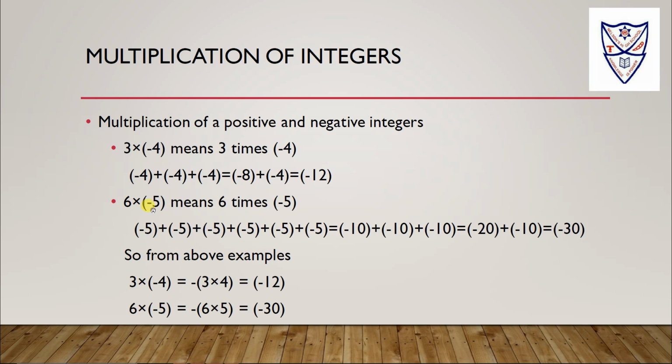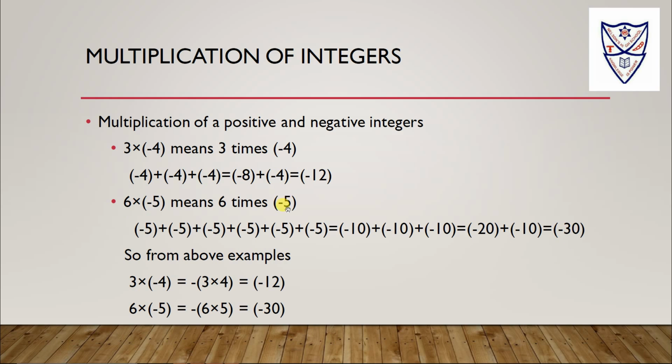Another example, 6 multiplied by minus 5, which means 6 times minus 5. That means minus 5 is added 6 times. Now we will make 3 pairs: minus 5 plus minus 5 is minus 10, another minus 5 plus minus 5 is minus 10, and last minus 5 plus minus 5 is minus 10. When we add them, minus 10 plus minus 10 is minus 20, plus minus 10, which is equal to minus 30. At the end, 6 multiplied by minus 5, we get minus 30.